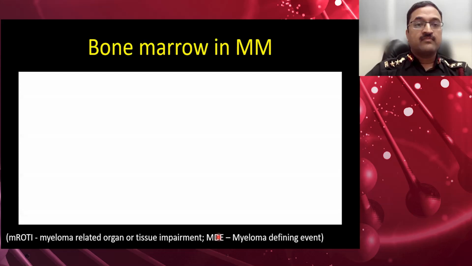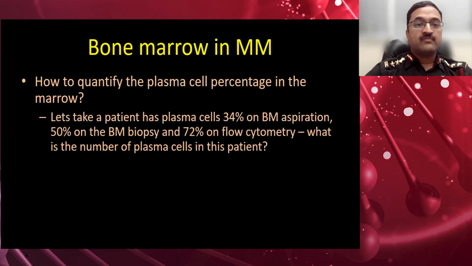Because here we are saying that the quantification is more than 10%. So let's take an aspiration, where there is a quantification of 34%. On bone marrow biopsy, your pathologist tells you that there are 50%. And on flow cytometry, he says that there are 72%. Which of these numbers will be picked up by you, whether 34, 50, or 72?